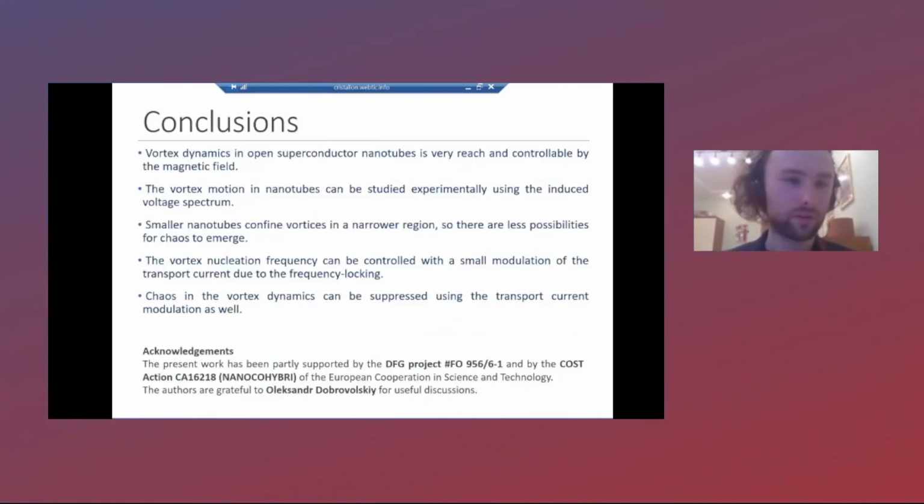Okay, so what are my conclusions? First of all, vortex dynamics in open superconductor nanotubes is very rich and controllable by the magnetic field. The vortex motion in nanotubes can be studied experimentally using the induced voltage spectrum. Smaller nanotubes can hold vortices in a narrower region, so there are fewer possibilities for chaos to emerge. The vortex nucleation frequency can be controlled with a small modulation of the transport current due to the frequency locking, and chaos in the vortex dynamics can be suppressed using the transport current modulation as well.